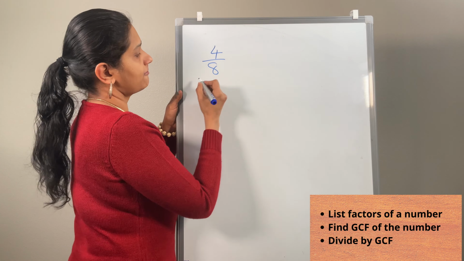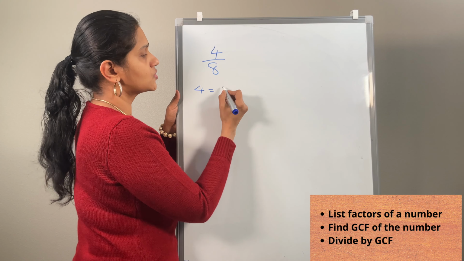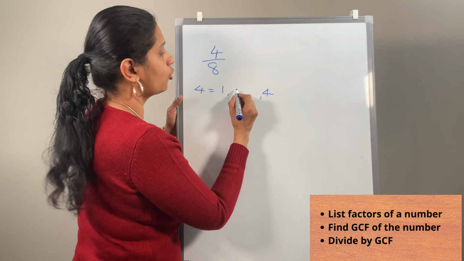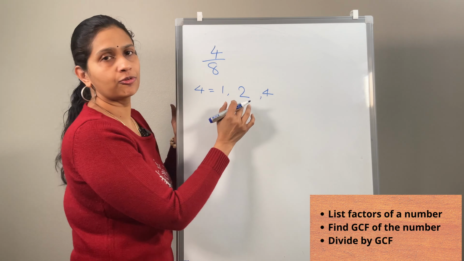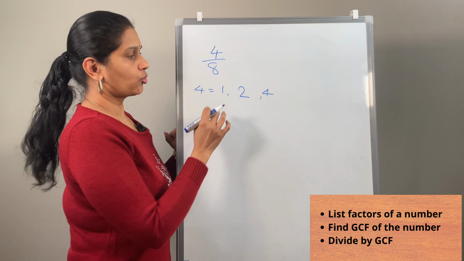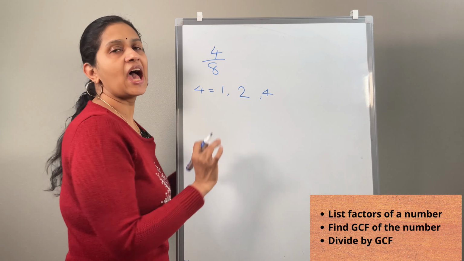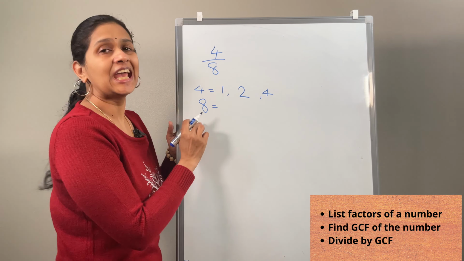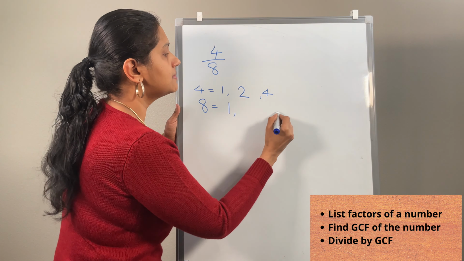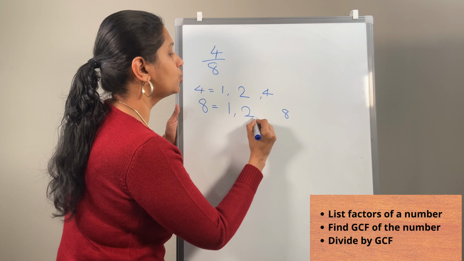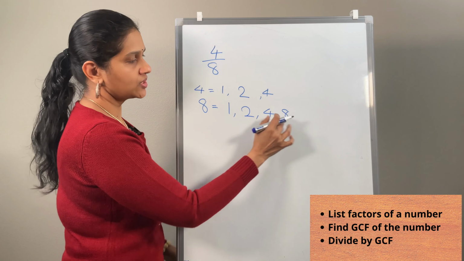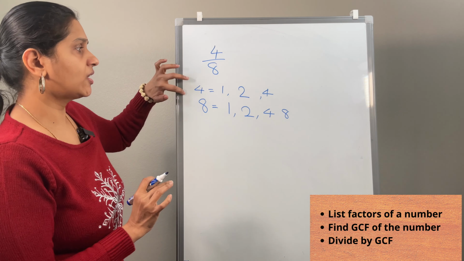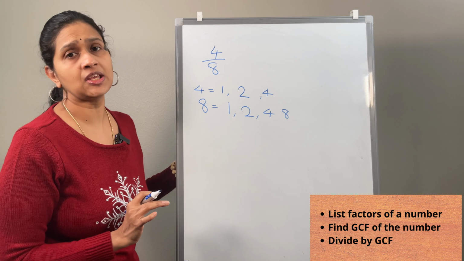Now what are all the factors of 4? Factors of 4 are 1, 4. So 1 times 4, it's 4. Then 2, 2 times 2, 4. So factors of 4 are 1, 2 and 4. Now what are all the factors of 8? 1 times 8. Then 2 times 4. So these are all the factors of 8. So now the first point is over. We have found the factors of these two numbers.